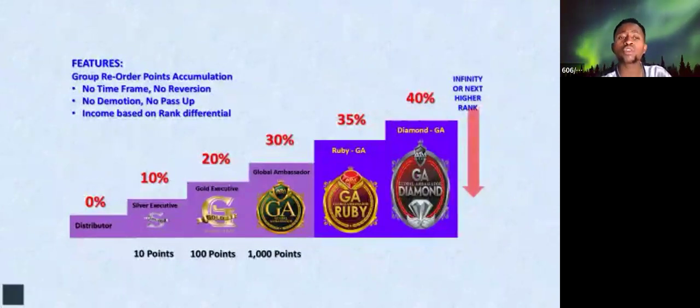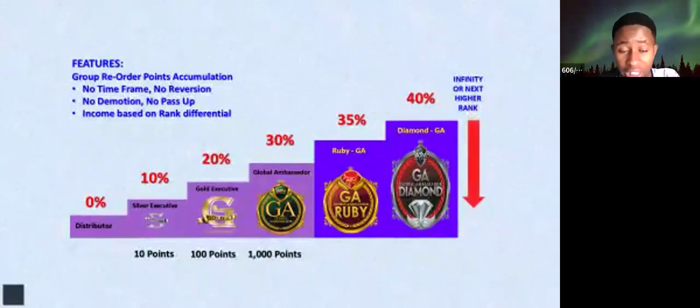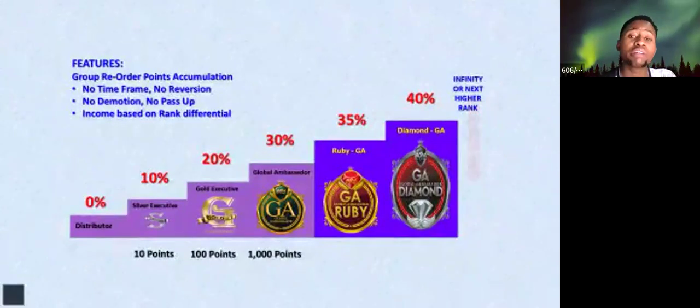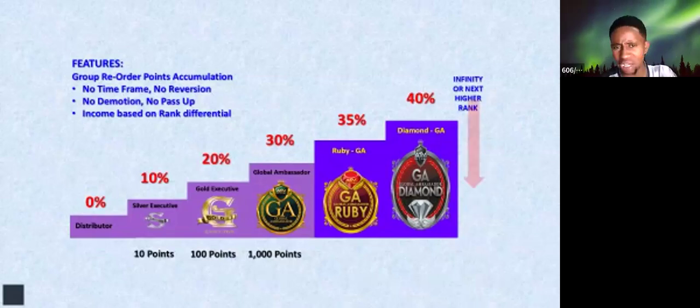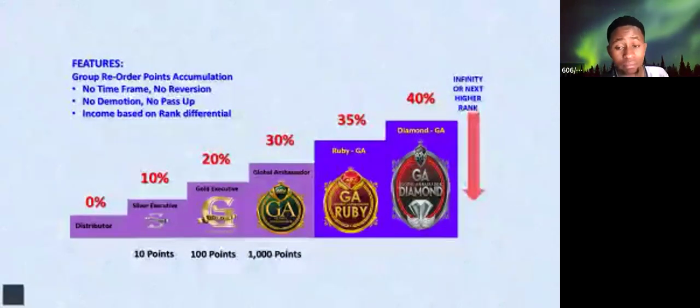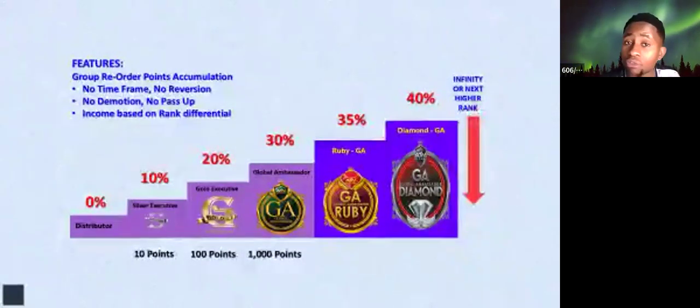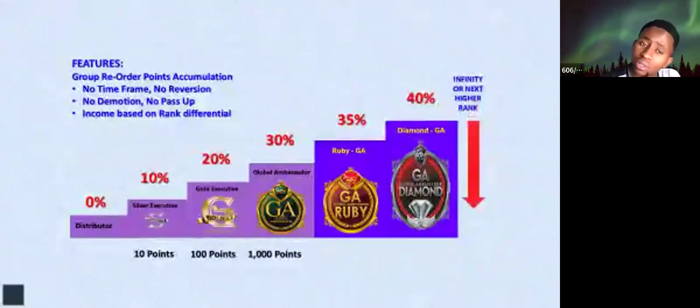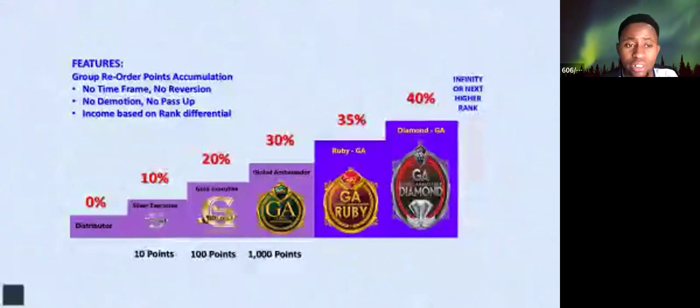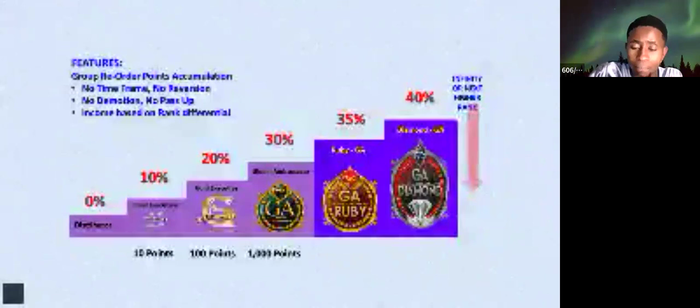So for those people who do not want to sponsor people in their business, you don't want to get your own direct or frontline leaders, let me tell you this, there's no big money waiting for you. Yes, you can make some income, but the millions and millions that are being earned using the ranks, you're not going to benefit from that a lot. So there is no time frame, there is no reversion, there is no demotion, there is no pass up, and income is based on rank differential. It means your income is going to be calculated from your rank.